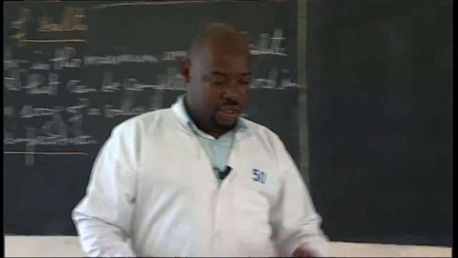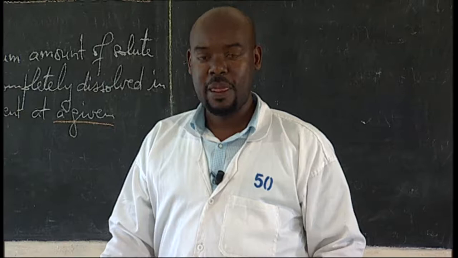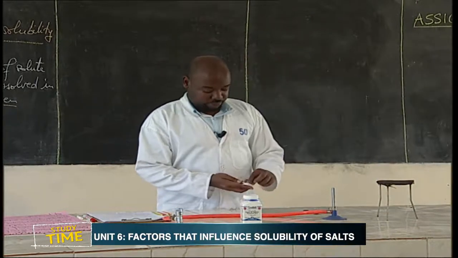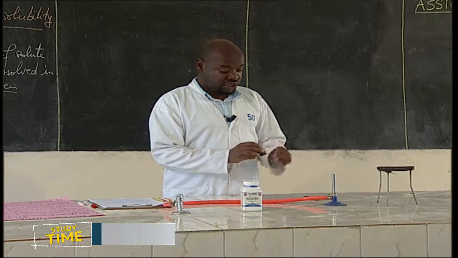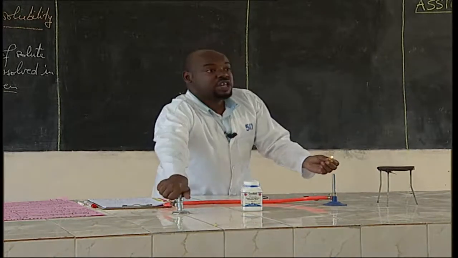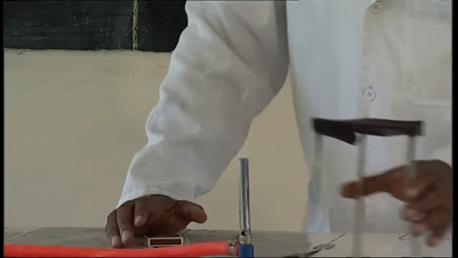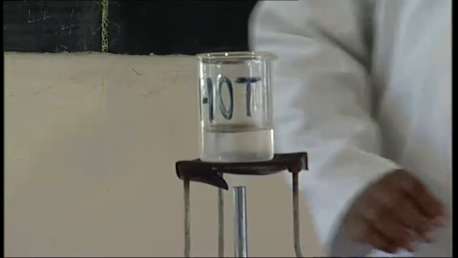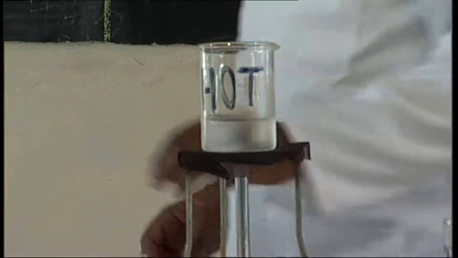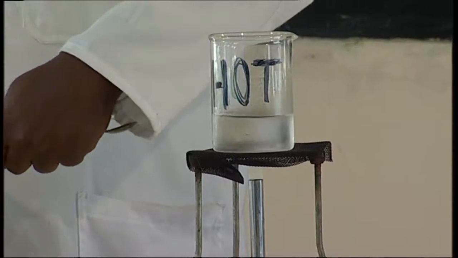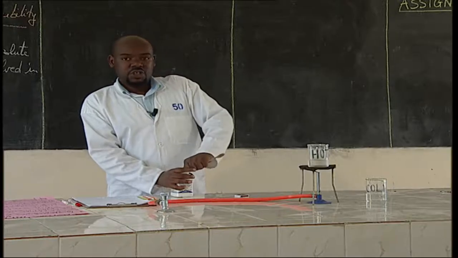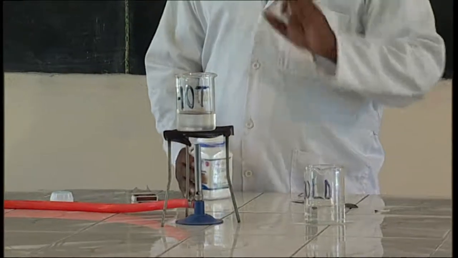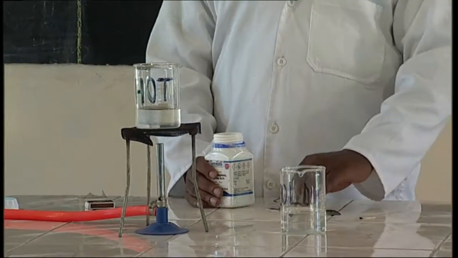Let us use the experiment to demonstrate what will happen. And here we will use cold water and hot water. The cold water to represent the cold tea, and the hot water to represent the hot tea. Hot water, and here we have the cold water. And here also we have the solute we are going to use. So for our solutions, we are going to prepare the cold and the hot solution. We will use water as the solvent and copper sulfate as the solute.